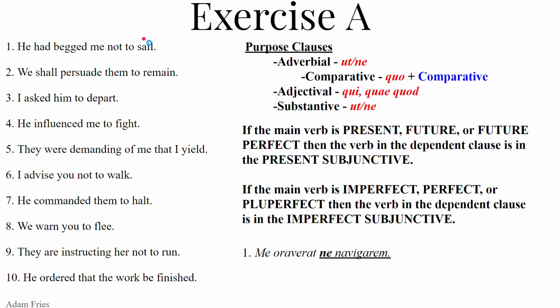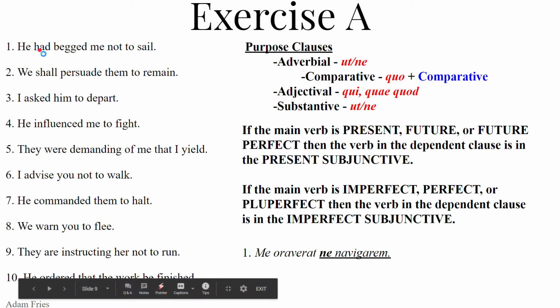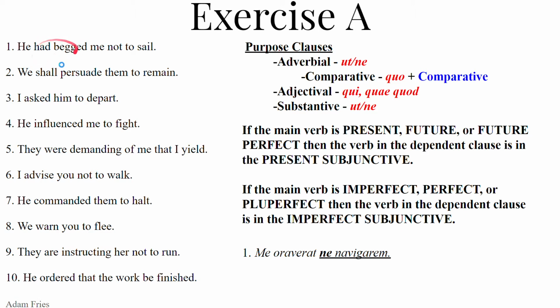So indirect command. Introduced by ut or ne, because it's negative, I'm going to use ne. And then we are in secondary sequence because the introductory verb is pluperfect. So imperfect subjunctive, navigarem. Me oraverat ne navigarem. He had begged me so that I might not sail. He had begged me not to sail.